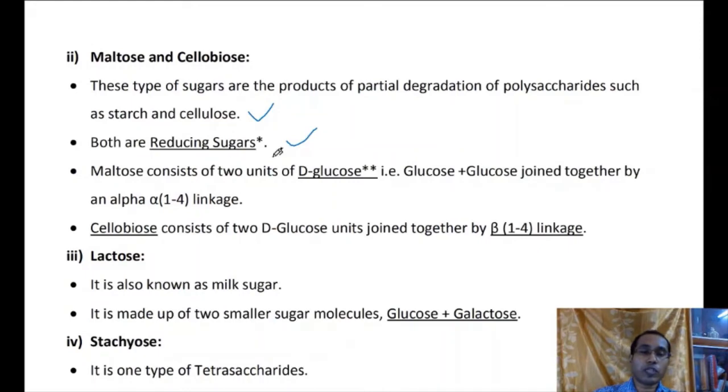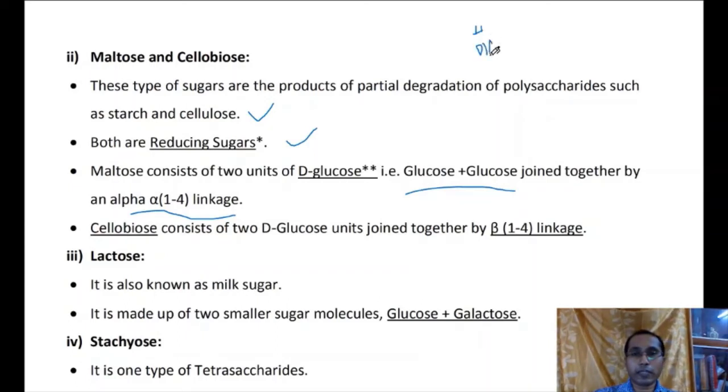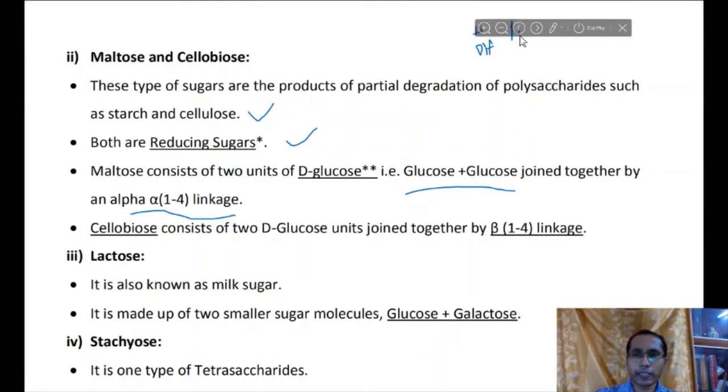Maltose consists of 2 units of D-glucose. Glucose plus glucose will be maltose. Students, it is a very important point to remember. They are joined together by an alpha 1-4 linkage. Alpha 1-4 linkage means straightforward. H and OH is here, and in the other glucose molecule, or monosaccharide molecule, it should be like this, H and OH.